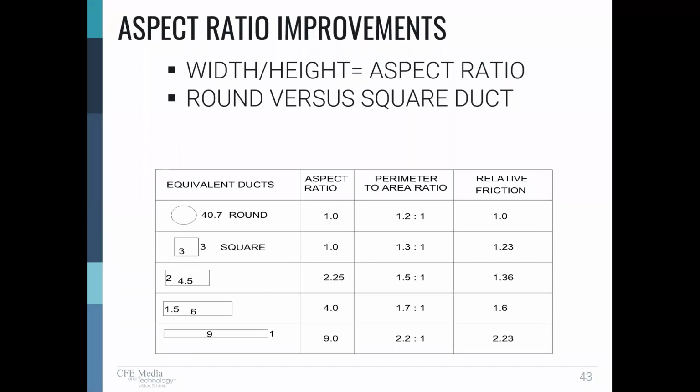So for the same equivalent duct of 40.7 inches round, a square duct would be 3 by 3 feet, has the same aspect ratio of 1.0. The perimeter to the area is 1.3 to 1, so it takes a little bit more material to achieve the same duct cross section. The relative friction is 1.23, so it's 23% more losses in a square duct than it is in a round duct of equivalent area.